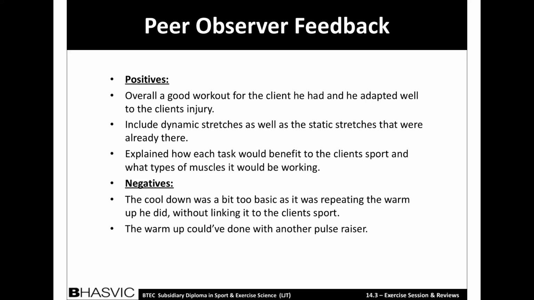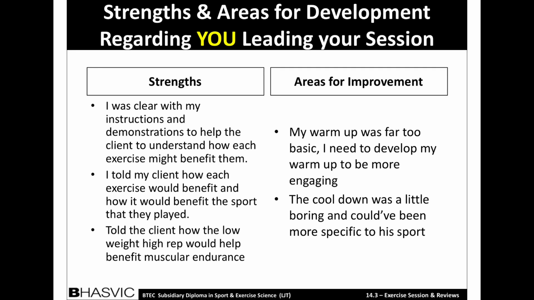The cool down was a bit too basic as it was repeating the warm up that he did without linking it to the client's sport. He also explained that I could have done with another pulse raiser in the warm up. I then gathered some of my strengths and areas for development regarding my session.